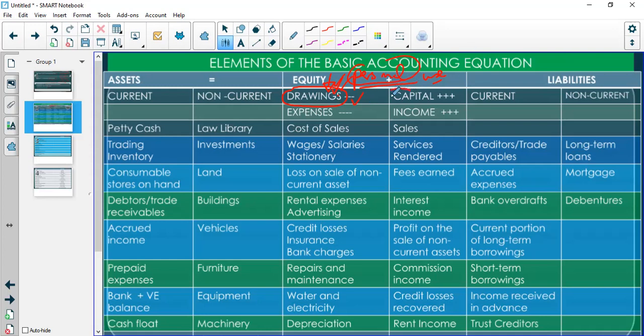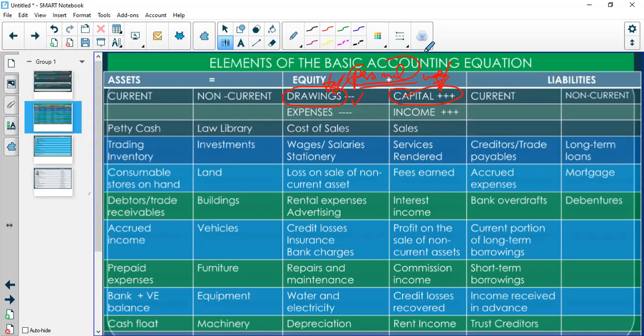Then capital is anything that the owner contributes. Could be a laptop, could be a vehicle, could be cash. It could be paying something on behalf of the company with his own personal money. Because remember, for accounting purposes, the owner has his own bank account, right? And the business has its own bank account.